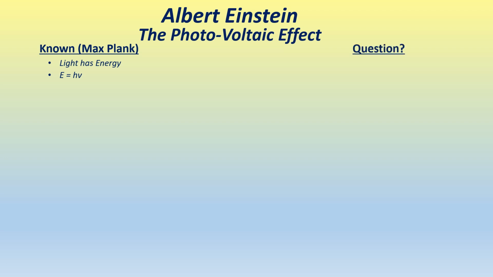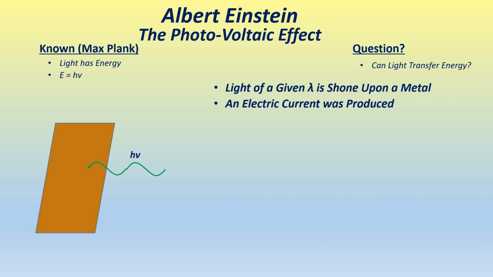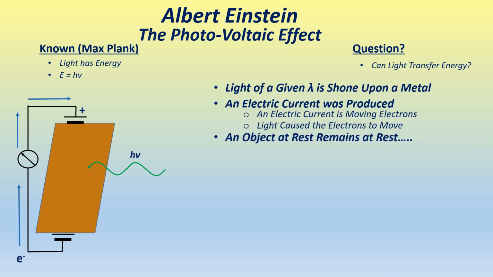The question was, how can this light then transfer energy? In order to find out, he very simply shone light of a known wavelength on a piece of metal. He found out that by doing this, he produced an electric current in the metal. He knew an electric current had to do with the motion of electrons, and that light was the thing that caused the electrons to move.